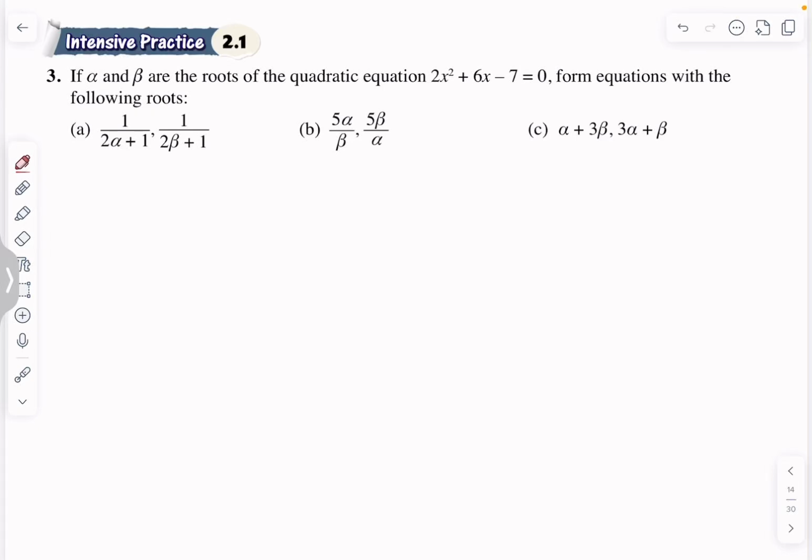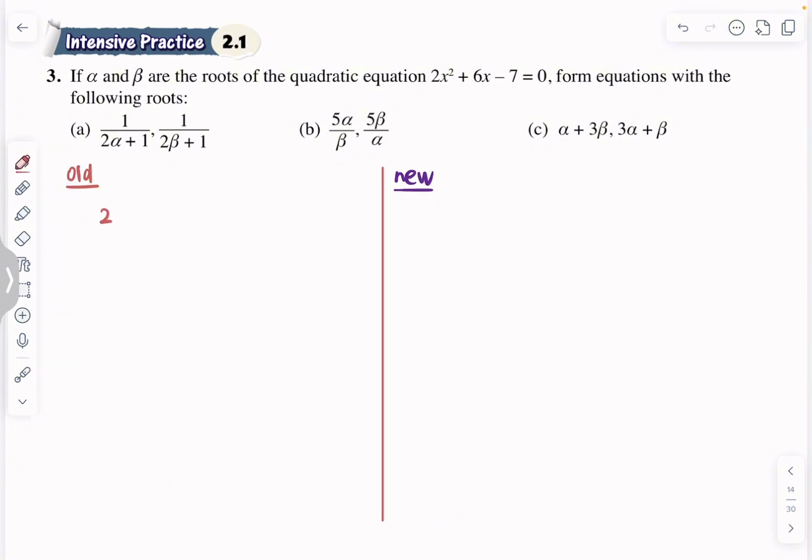Question 3. If alpha and beta are the roots of this quadratic equation, form equations with the following new roots. So these are our new roots. Okay, so first we divide this by 2. We separate it as old, and then we do new. Okay, let's look at the old first.